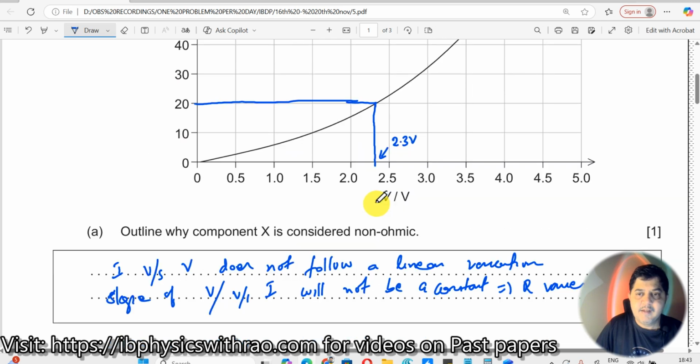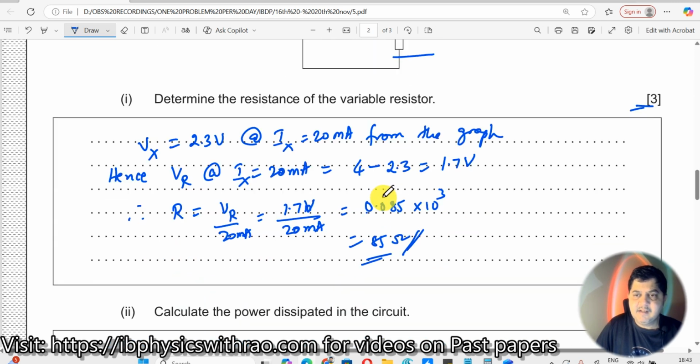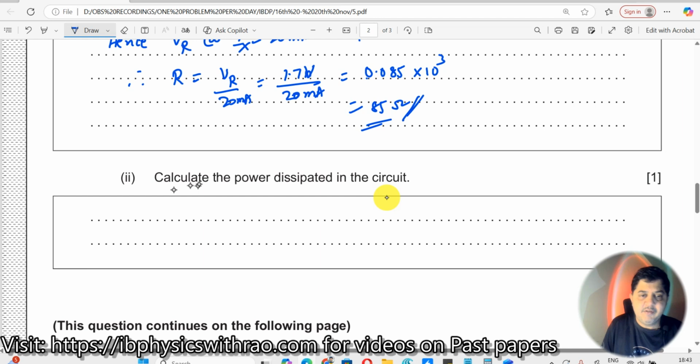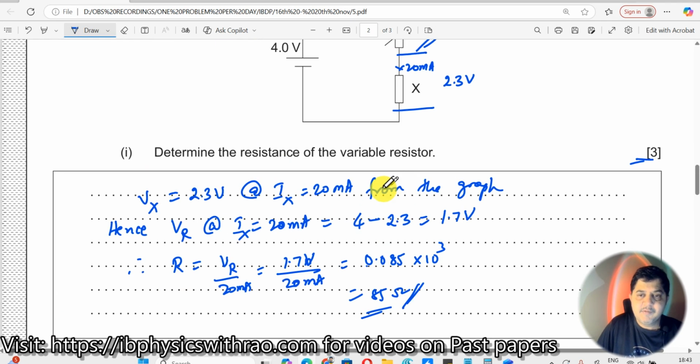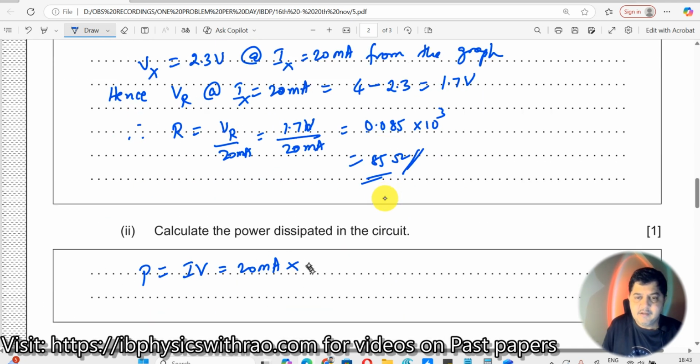No, we don't know the value of X. What we do is calculate the power using the formula P is equal to I times V. What's the value of I? I is 20 milliampere. What is the value of V? The voltage supplied was 4 volt.